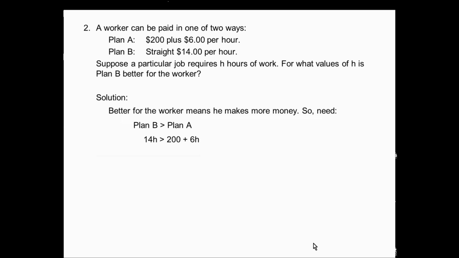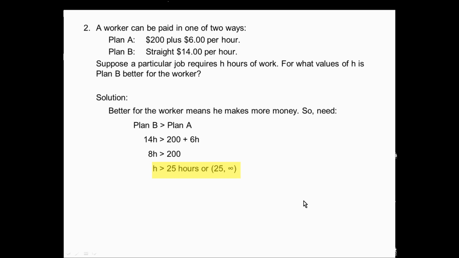So we're solving 14H is greater than 200 plus 6H. Okay, let's get our H's to the left, so subtract 6H. So 8H greater than 200. Divide by 8. H is greater than 25. Or interval notation, 25 to infinity. So H is greater than 25 hours.